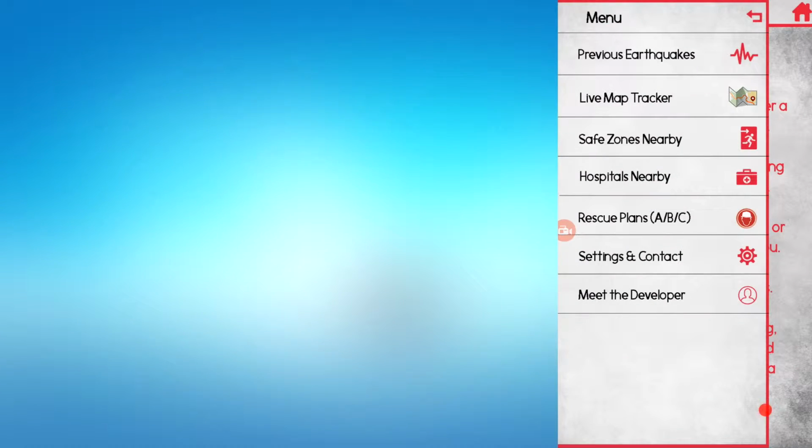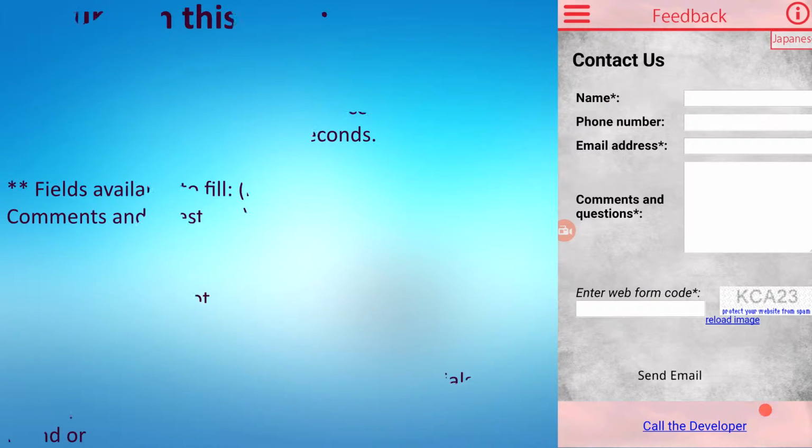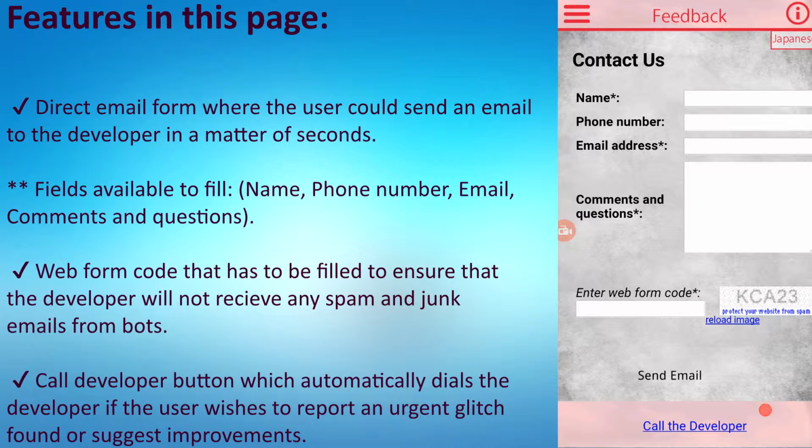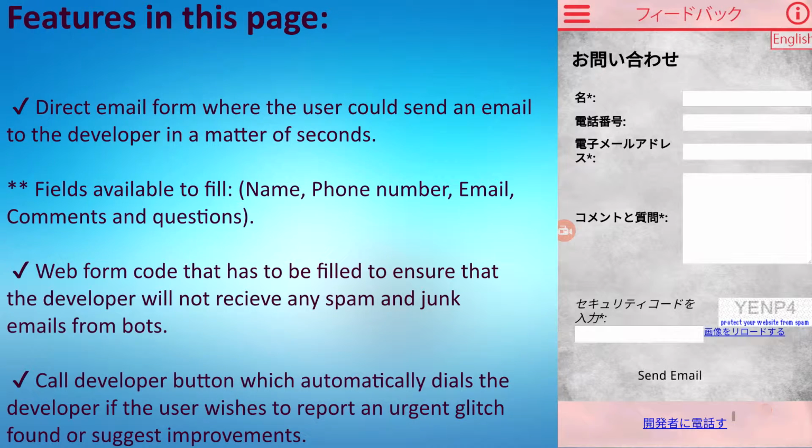So going back to the menu, we'll go to settings and contact, where you can send the developer an email to suggest an improvement that could be added to this app, or report a bug whatsoever. There's a Japanese feature too, which is gonna convert everything to Japanese.